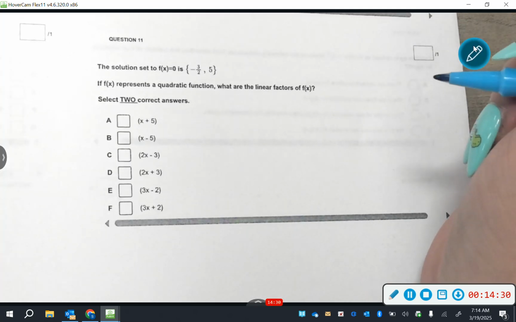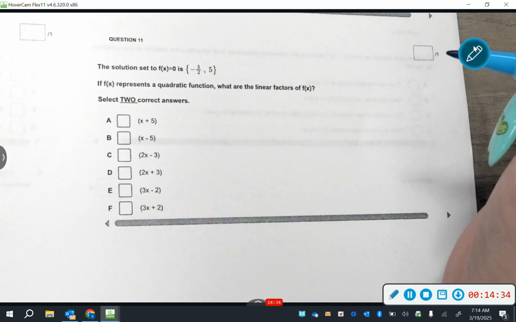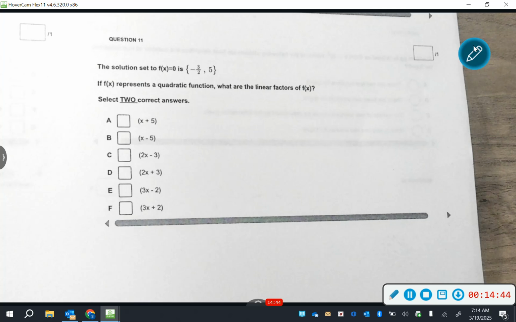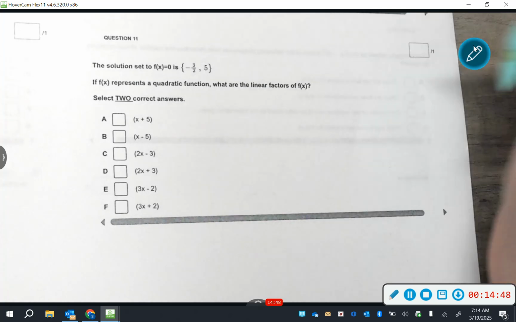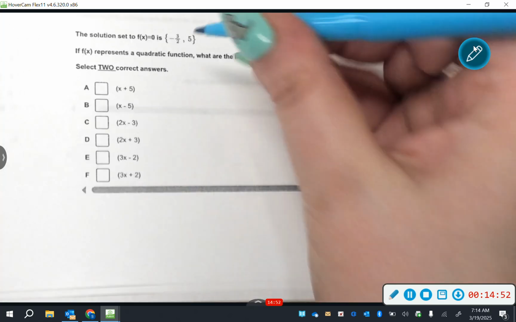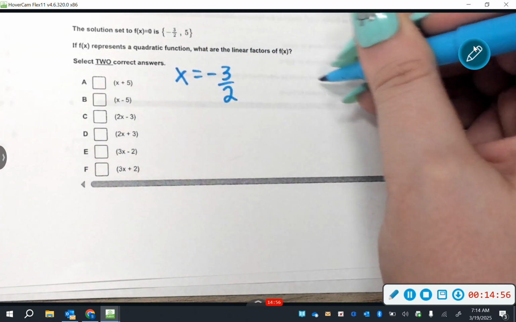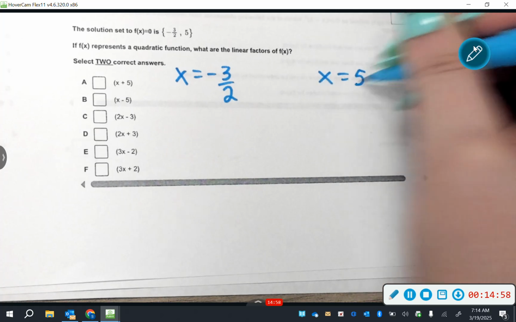Whew. Okay. The solution set to f of x equals 0 is -3/2 and 5. If f of x represents a quadratic function, what are the linear factors of f of x? Oh, easy, y'all. Okay. They gave us these two solutions. We are doing what we did on Monday where we work backwards. So I'm going to put x equals -3/2 and x equals 5.